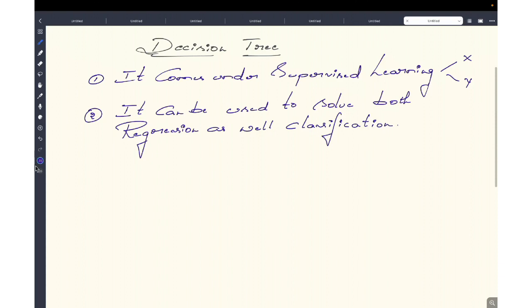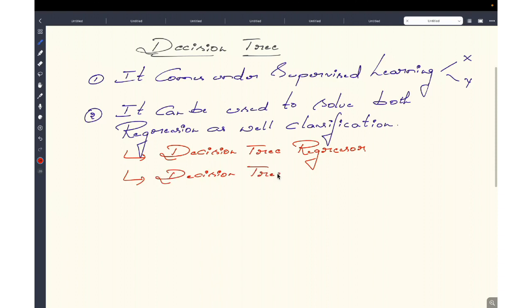Okay, an algorithm which is used to solve regression, usually we call it a decision tree regressor. And the one which is used to solve a classification problem, we call it a decision tree classifier. Okay, that's a very first basic thing that you have to understand related to decision tree.